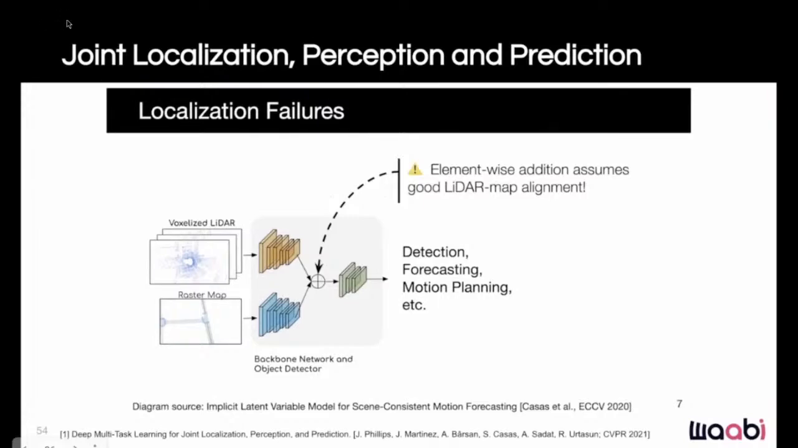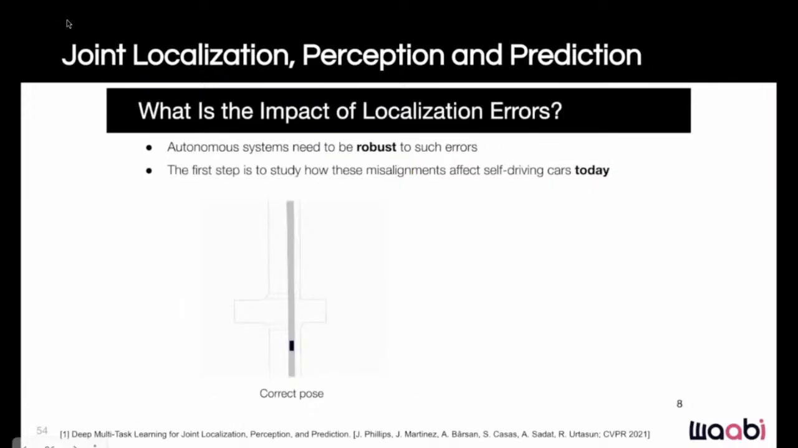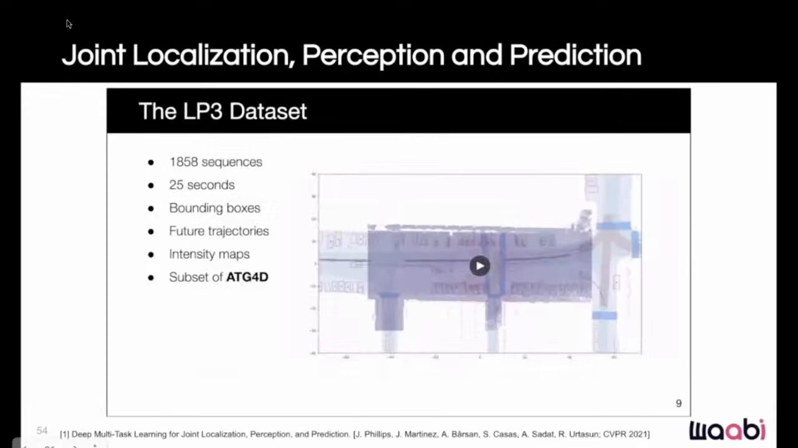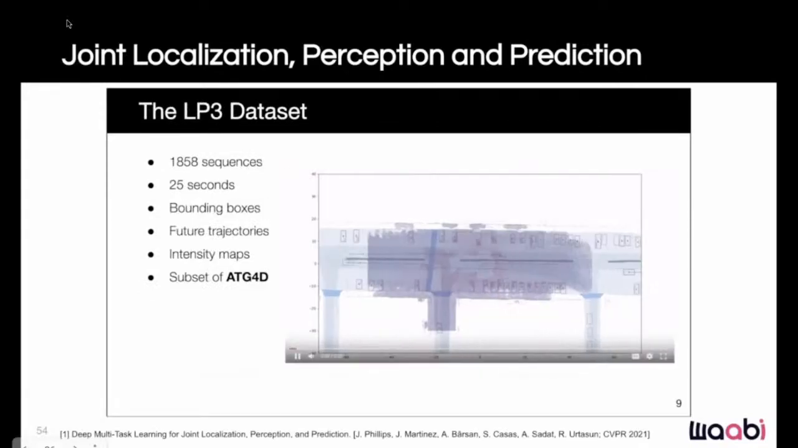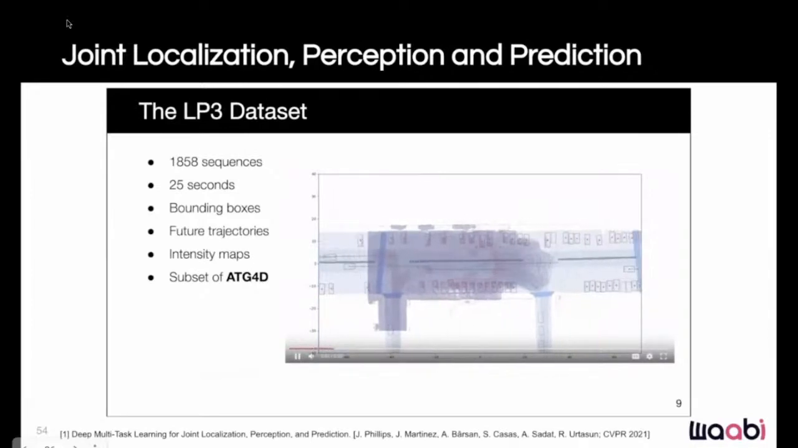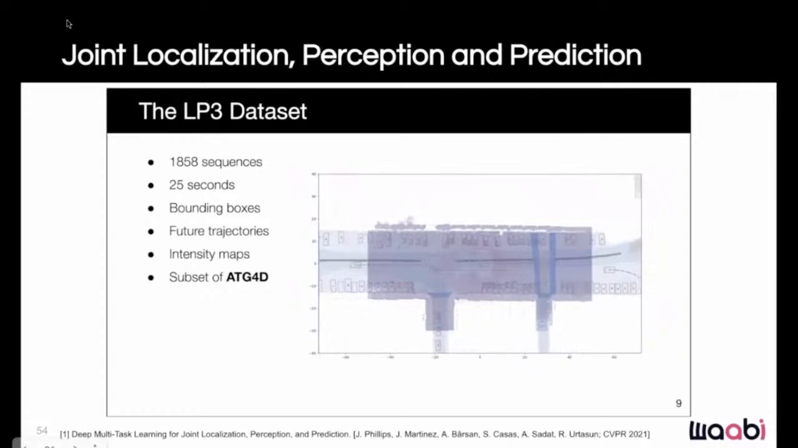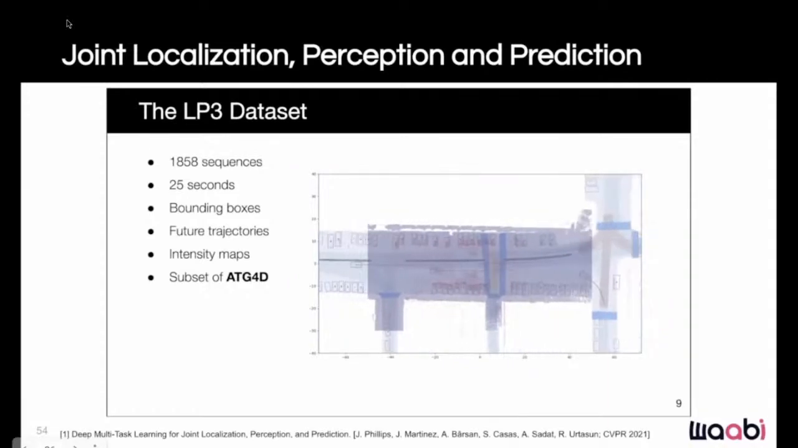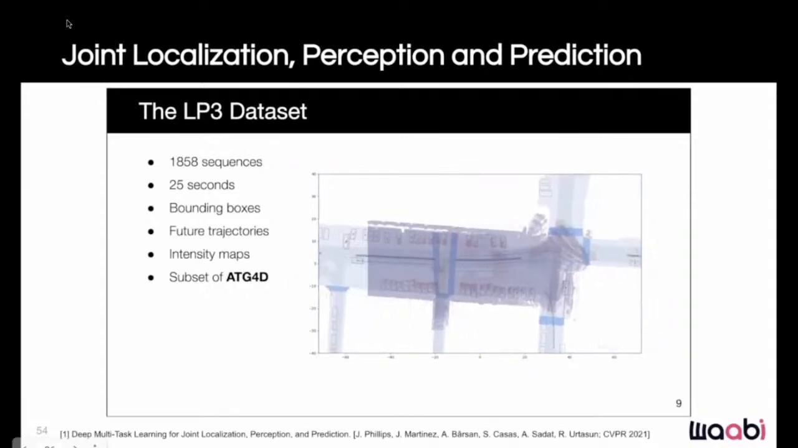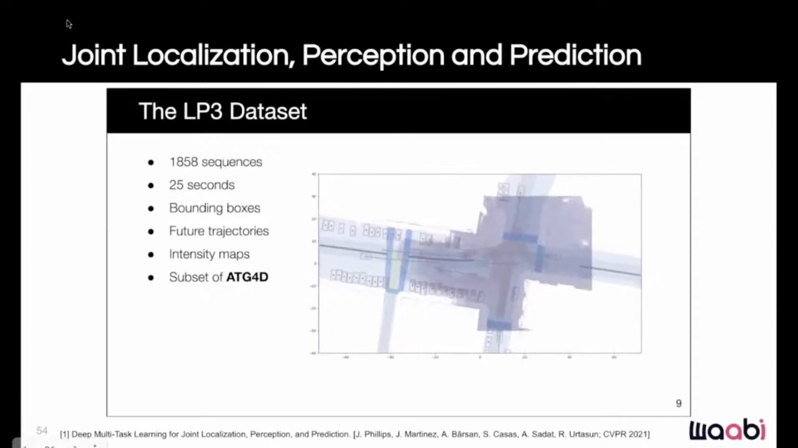We investigate this problem by simulating localization errors on two state-of-the-art perception prediction and motion planning modules. We benchmark failures on the LP3 dataset. LP3 contains 1,800 sequences recorded in a large North American city. This is a subset of the recently proposed ATG4D dataset, which also includes appearance maps. The appearance maps are necessary to benchmark localization, perception, prediction, and motion planning jointly.